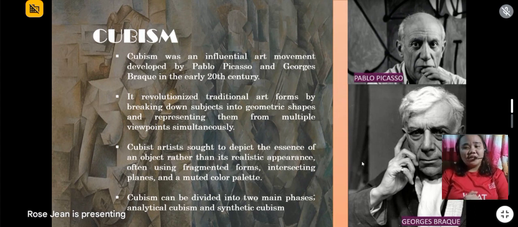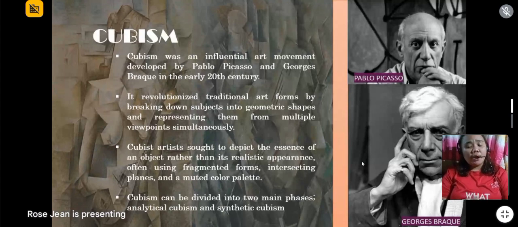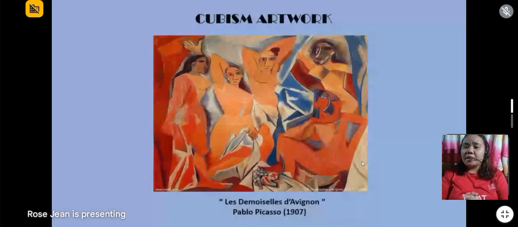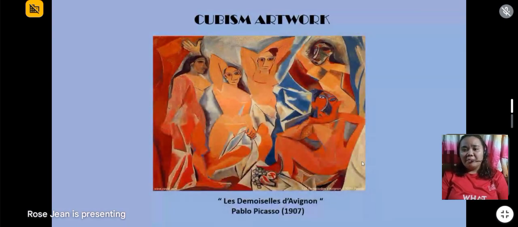So Cubism revolutionized the way artists approach representation, paving the way for abstraction and influencing numerous artistic movements that followed, such as Futurism, Constructivism, and even aspects of Surrealism. Through its innovative approach to form and space, Cubism challenged viewers to see the world in a new and multifaceted light. So, we have example artwork of Cubism.